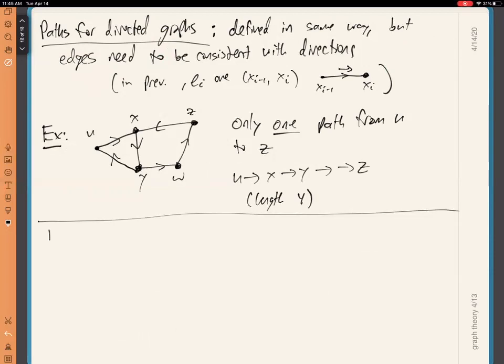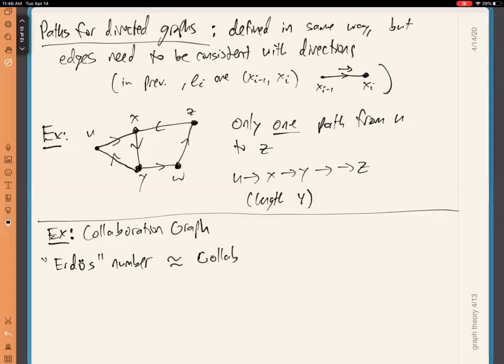Okay, and so what are some examples of where understanding paths show up in practice? Well, there's one example that a lot of people are probably familiar with in one way or another. And so this is the example of a collaboration graph. One famous example of this is something called an Erdos number. This is named after a mathematician, Paul Erdos, who did a lot of work in graph theory and combinatorics and number theory. He's famous for publishing more papers than basically any other mathematician in history. He had thousands of publications. And so there's a graph associated to this, which is an example of something that would be called a collaboration graph.